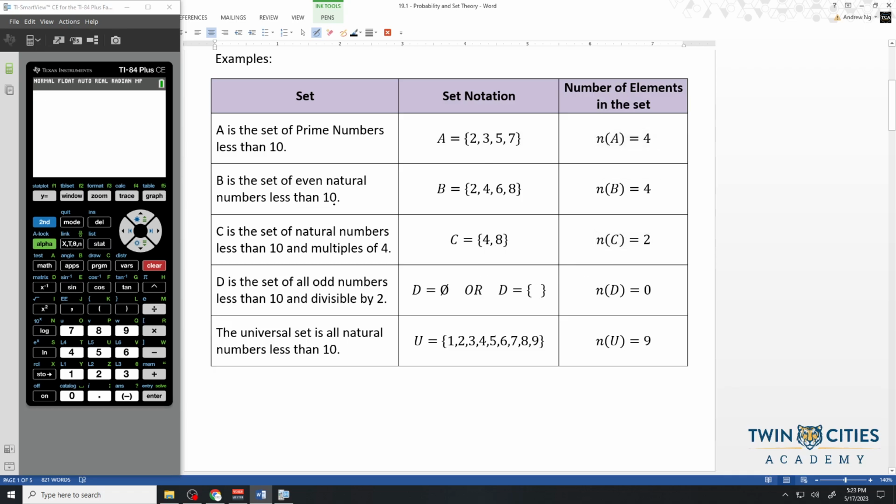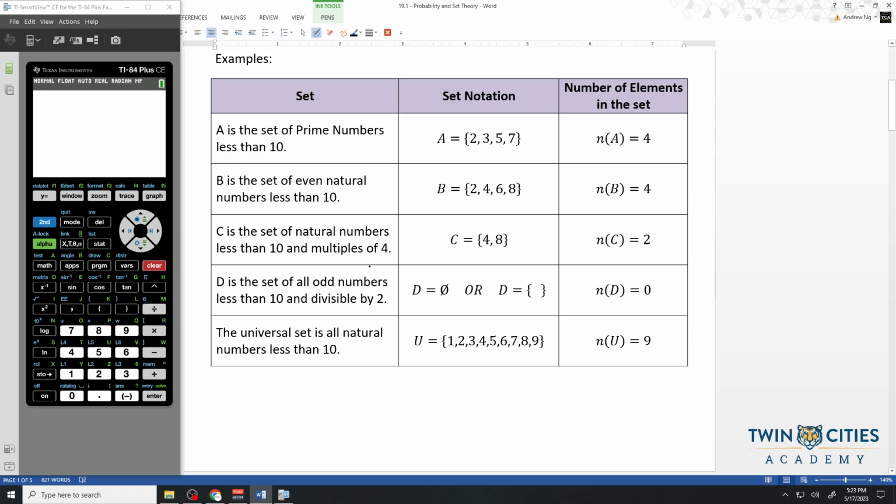B is the set of even natural numbers less than 10. So that'd be 2, 4, 6, and 8. 4 items there. C is the set of natural numbers less than 10 and multiples of 4. So it has to meet both conditions now. So that's 4 and 8.